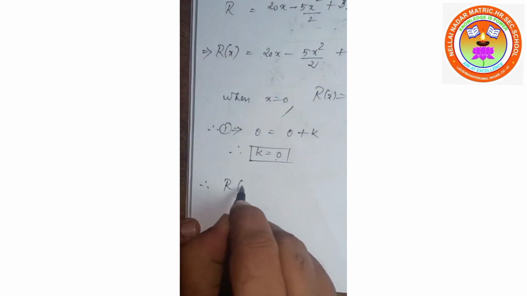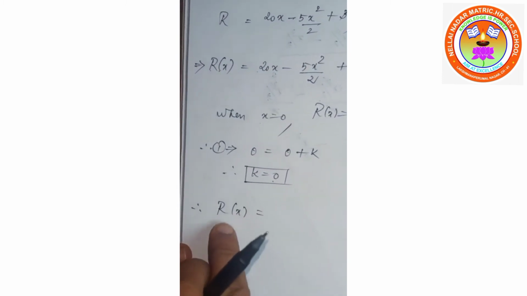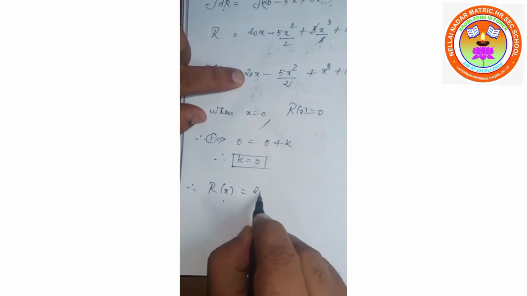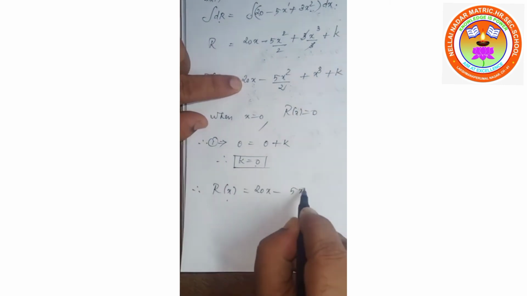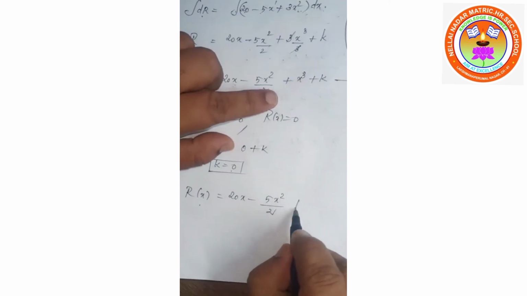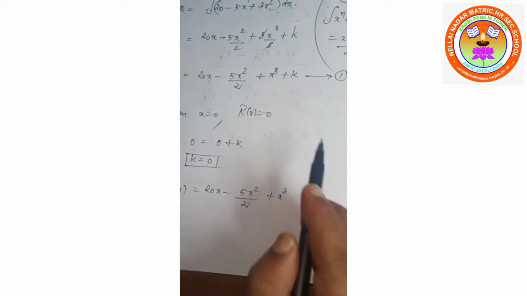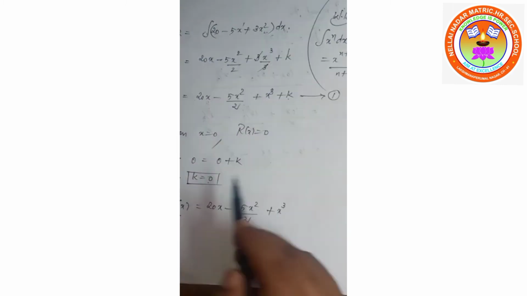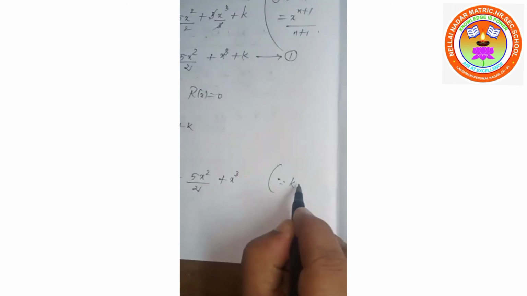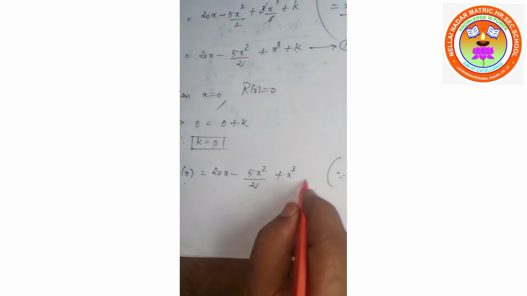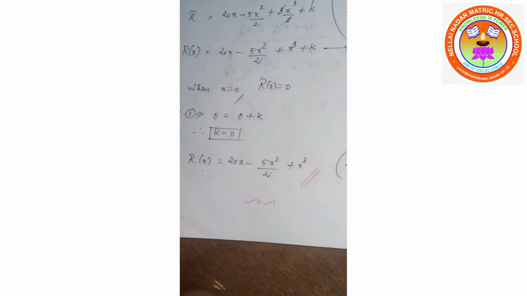Therefore, R of x, this is the total revenue. You are asked to find out the total revenue. R of x equals 20x minus 5x squared by 2 plus x cube. That's all, because the value of k is 0. You just write the reason, since k equals 0. Problem number 19 is over. I'll be teaching problem number 20 in the next video.